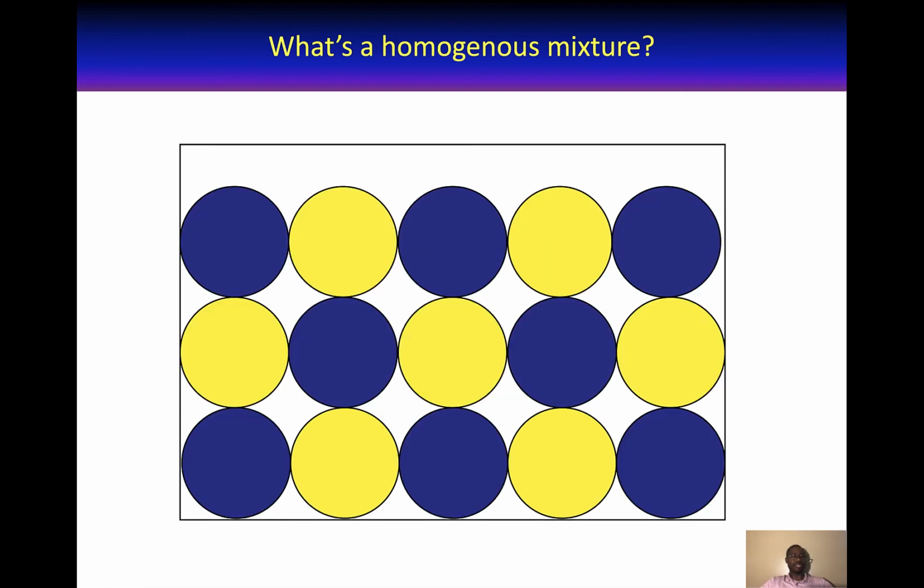And what's a homogeneous mixture? A homogeneous mixture is when the particles are uniformly distributed. If the blue circle represents one component of the mixture and the yellow circle another component, and they are all uniformly distributed, then we are dealing with a homogeneous mixture. An example is sugar and water. If the blue circles represent water molecules and the yellow circles represent sugar molecules, and they are all uniformly distributed, then we are dealing with a homogeneous mixture.